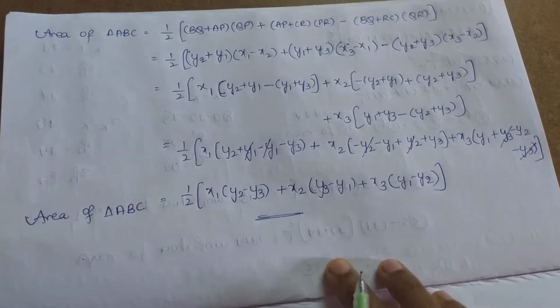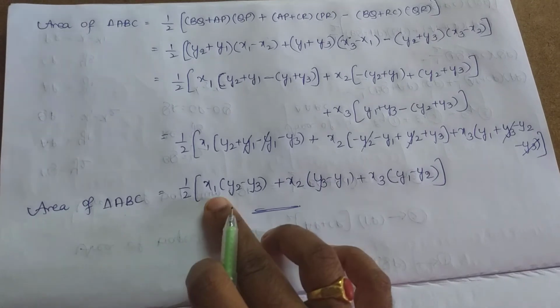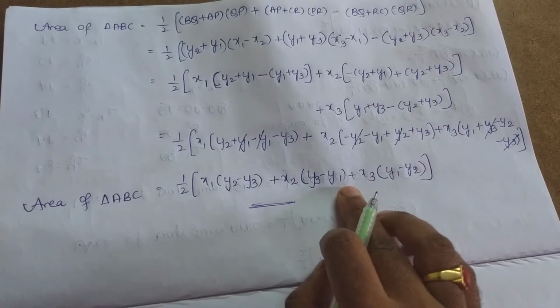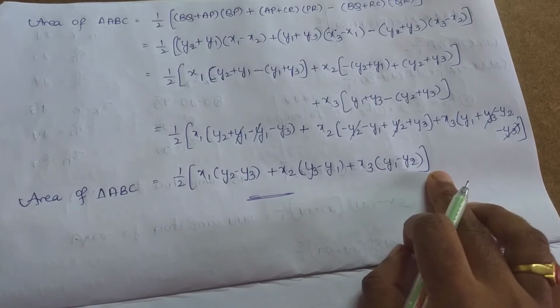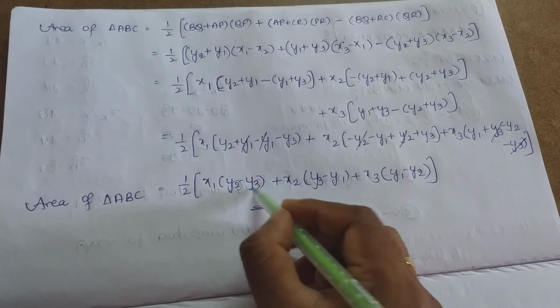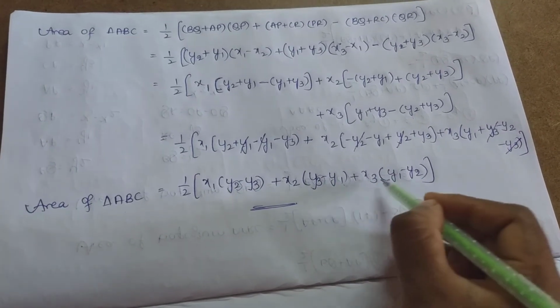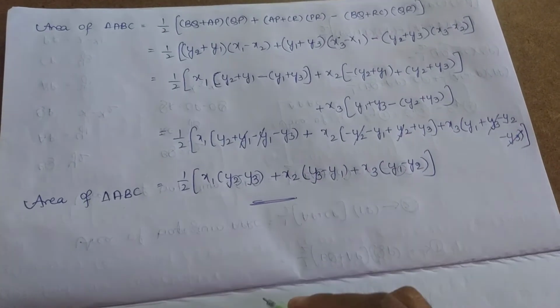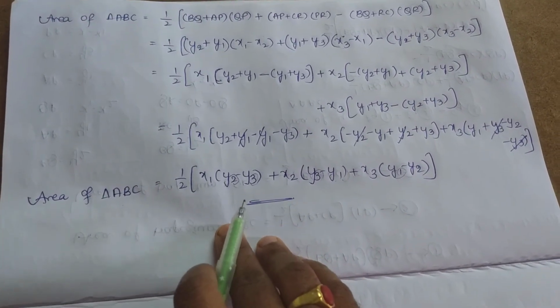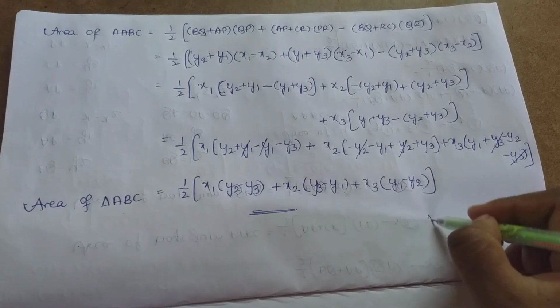So this is the formula derivation. 1 by 2 into x1 into (y2 minus y3) plus x2 into (y3 minus y1) plus x3 into (y1 minus y2). I'll tell you a small logic on how to remember. Here 2, 3, after the continuation 3, 1, after that continuation 1, 2. Clear? So this is the easy way to remember the formula for the area of a triangle ABC. Clear? So this is the solution.